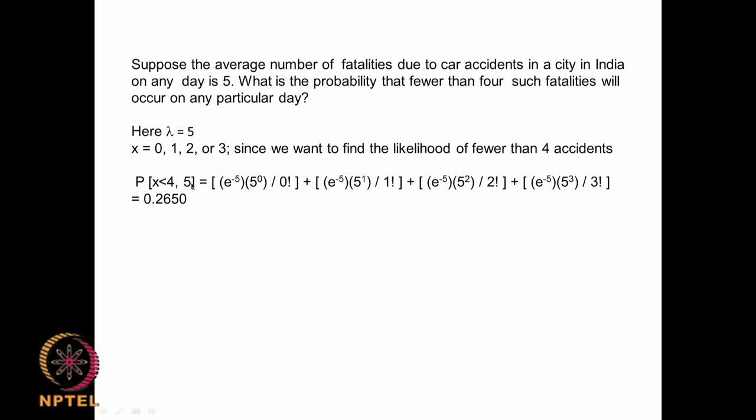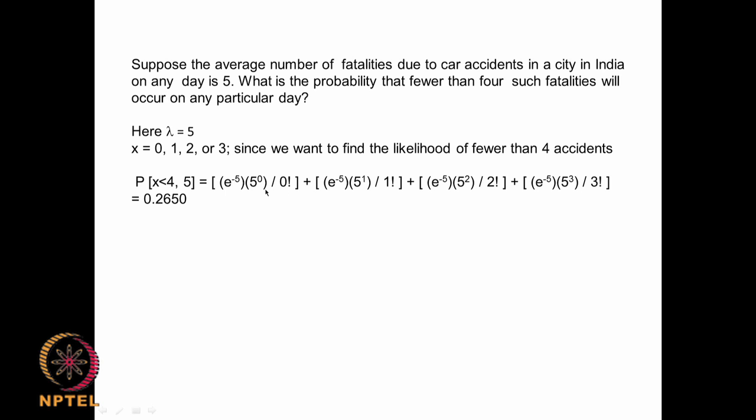So the probability that fewer than 4 accidents take place, that means x less than 4, can be x equal to 0, 1, 2 or 3, and lambda is 5. So we have e to the power minus 5 into 5 raised to the power 0 divided by 0 factorial, then e to the power minus 5 times 5 to the power 1 divided by 1 factorial, e to the power minus 5 times 5 to the power 2 divided by 2 factorial, and e to the power minus 5 times 5 to the power 3 divided by 3 factorial.